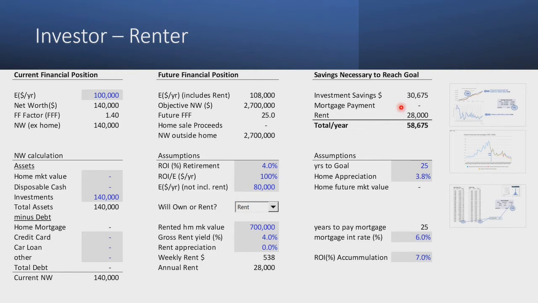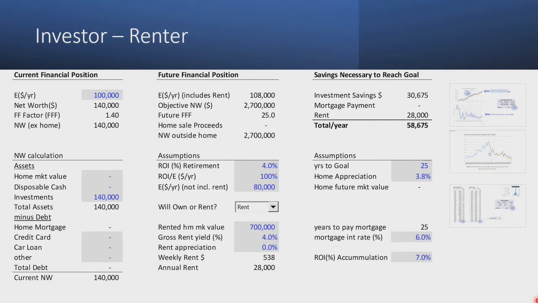So in essence, to make all the examples comparable, we have to add these three components, and that will give us a figure that I'm calling savings necessary to reach goal per year. And this is going to be comparable between the different scenarios. So let's move to our next scenario.